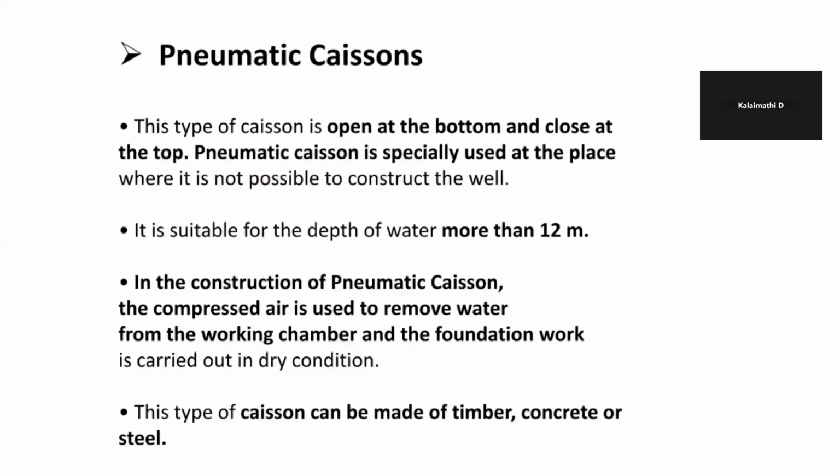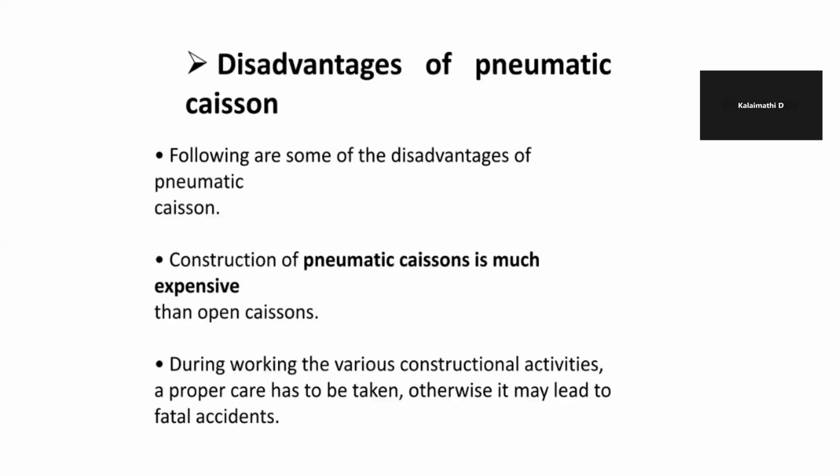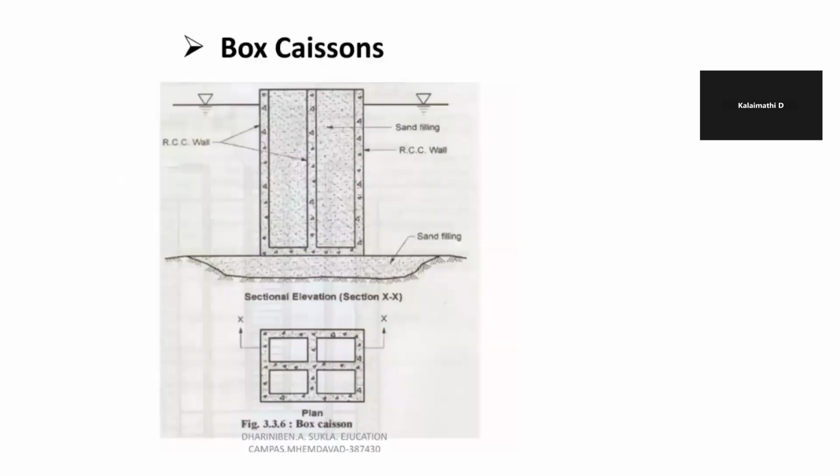So from this, we have seen caisson foundation. I hope this will be very helpful for your visual representation of how the caisson will be and what those three types are: box, pneumatic, and open. A summary: box caisson is open at the top and closed at the bottom, whereas open caisson is open at both ends, whereas pneumatic caisson is closed at the top and open at the bottom. Thank you.